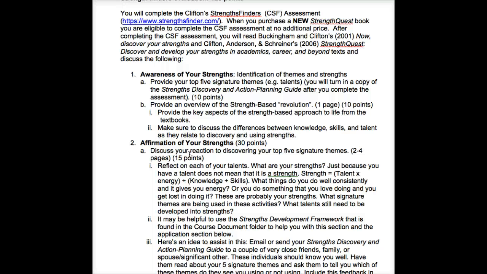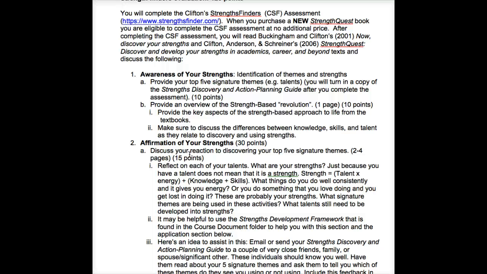And then in your paper, you're going to provide an overview of what the strengths-based revolution is all about. And this comes out of the Buckingham and Clifton textbook, that term revolution. But from the two textbooks, and I actually have in the Moodle class a folder with a bunch of really good articles about the strengths-based approach. So you should use that too. So what I want you to do is provide the key aspects of this strengths-based approach to life from our textbooks and any journal articles.